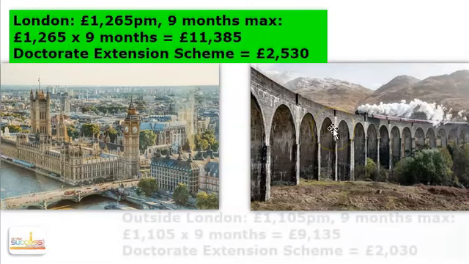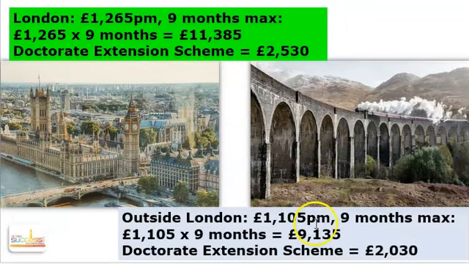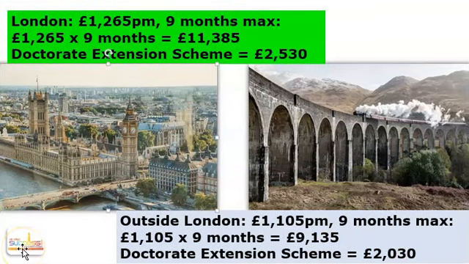With regards to studying outside London, it's slightly less, so you'll need to show that you have at least £1,105 per month, and again, this is only for the maximum period of 9 months. So the maximum amount which you'll need to have in your bank account is £9,135, and it's slightly less for the doctorate extension scheme. That's only £2,030. The same rules apply to prospective students wishing to study at a residential independent school.